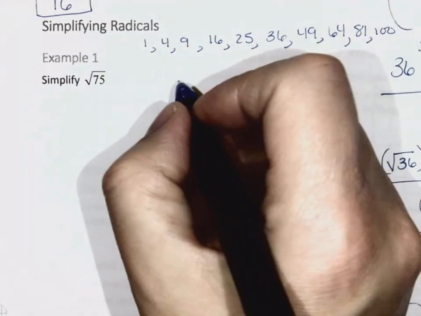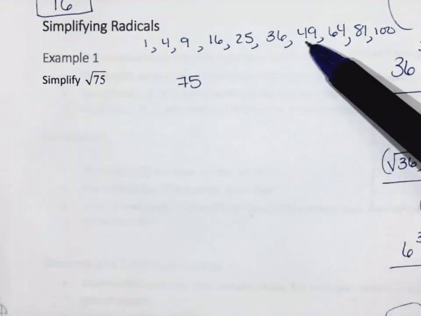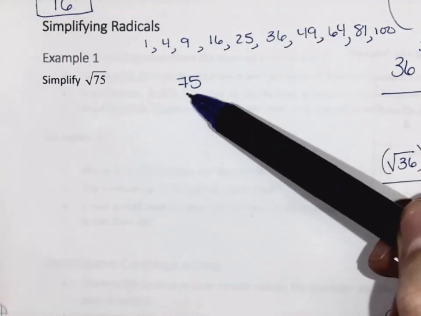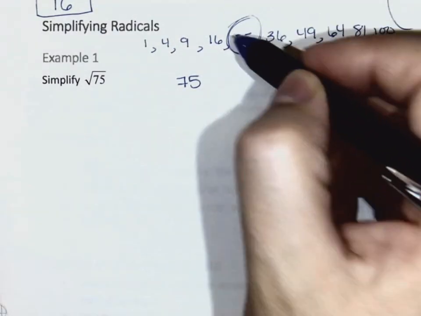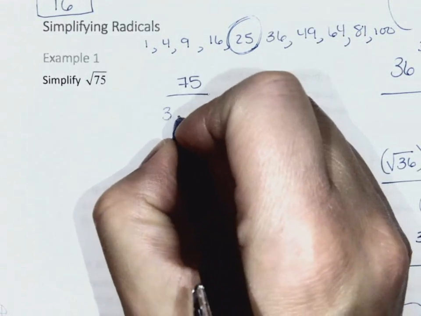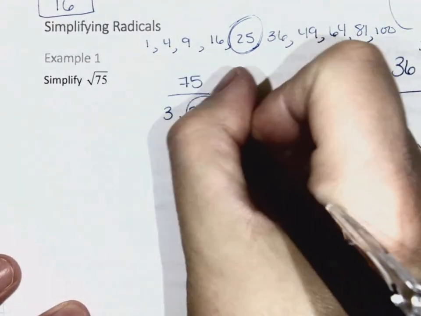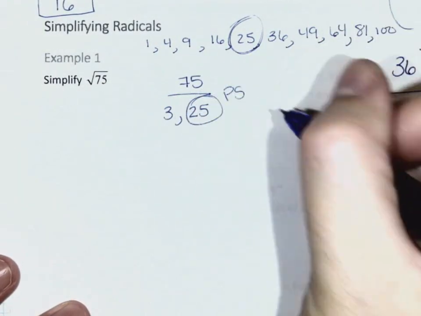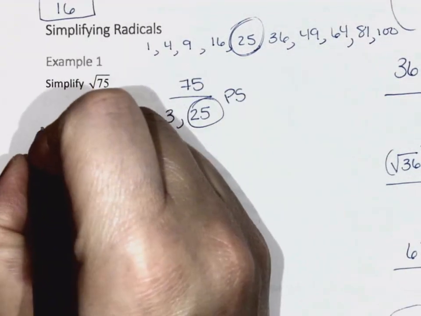What we're going to do here is look at 75 and say, do any of these perfect squares divide evenly into 75? And hopefully you're all shouting out, hey, 25 would work. We know the factors of 75 with a perfect square in them are going to be 3 and 25. That's our perfect square. And if we were to square root it, we know the square root of 25 is 5. So if you know that, you can simplify a radical.